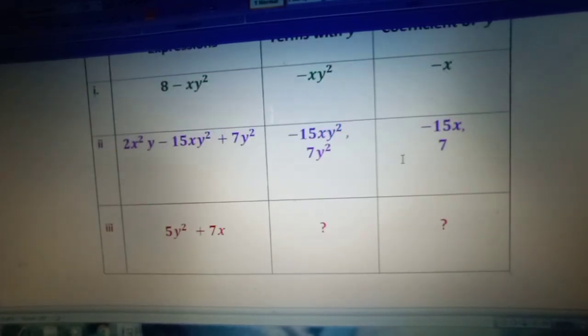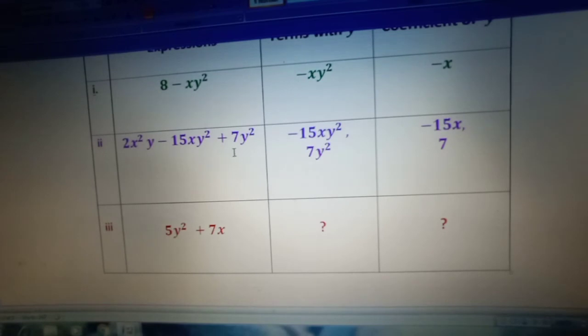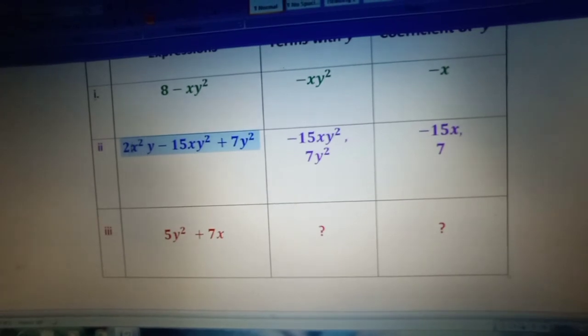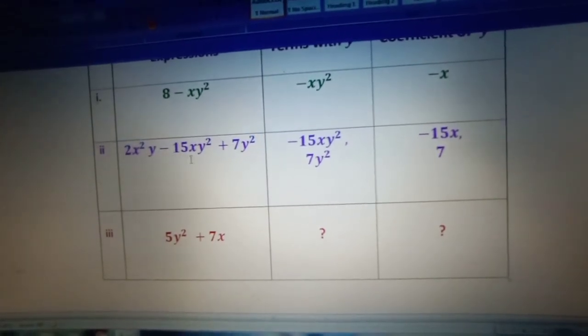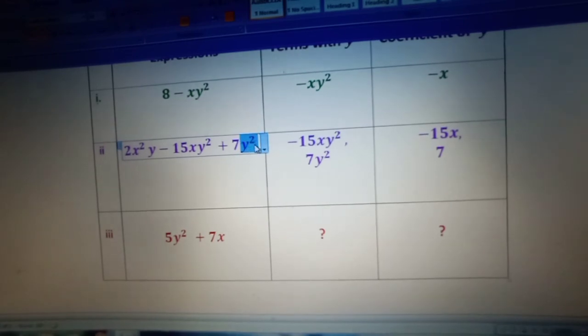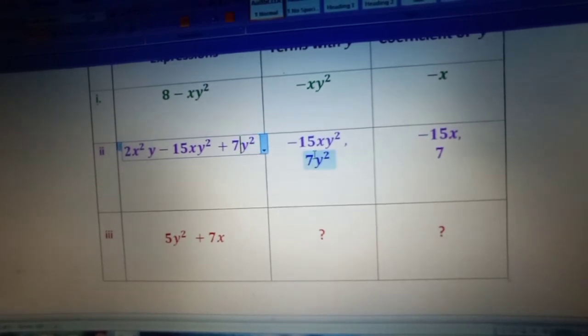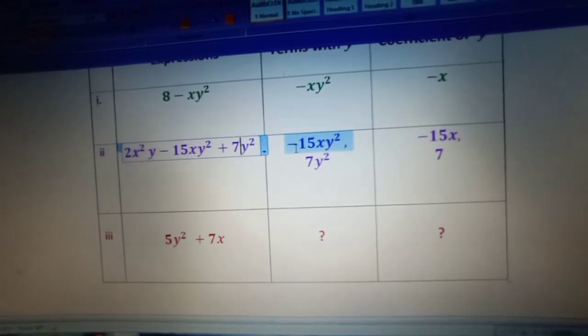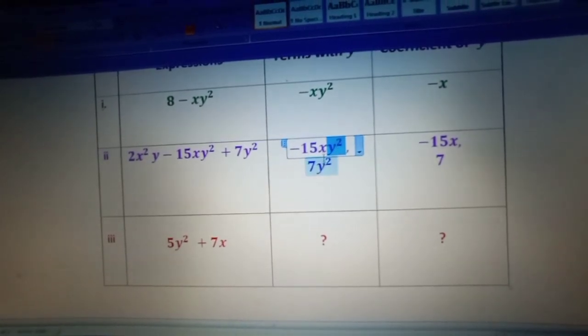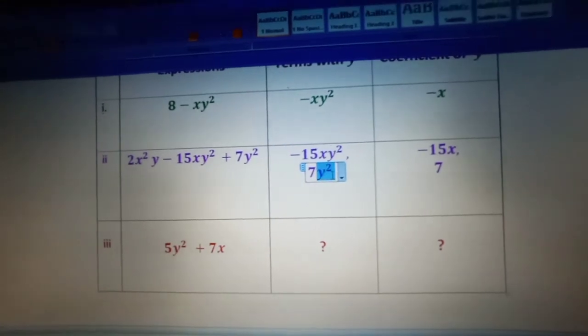Understood? Next, 2x square y minus 15xy square plus 7y square. The first term does not contain y square, so I will not mention it. Minus 15xy square, yes, this has y square, so you have to mention this one, and plus 7y square, this also you have to mention. These two terms contain y square. After that, the coefficient of y square is minus 15x and the coefficient of y square is 7.